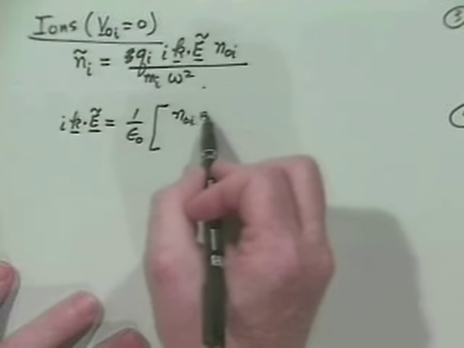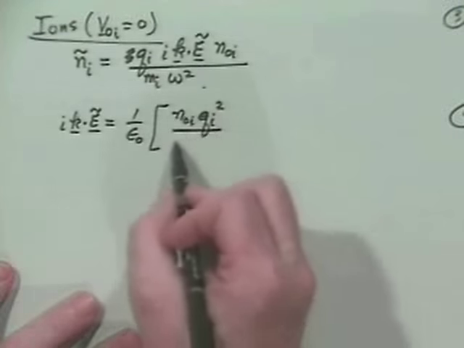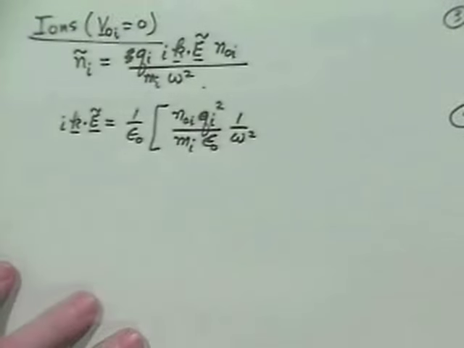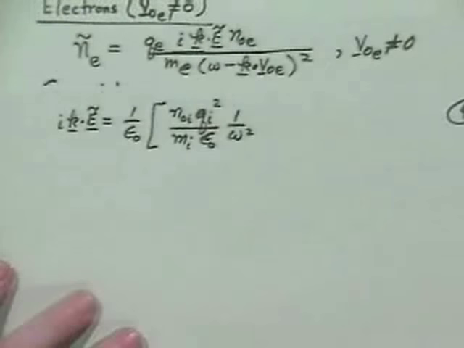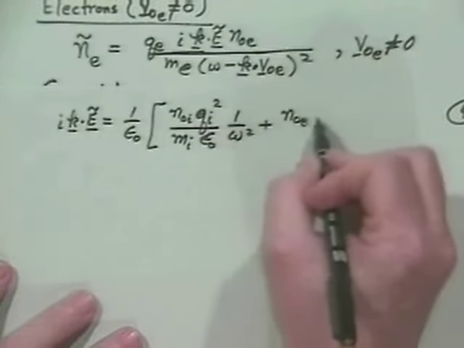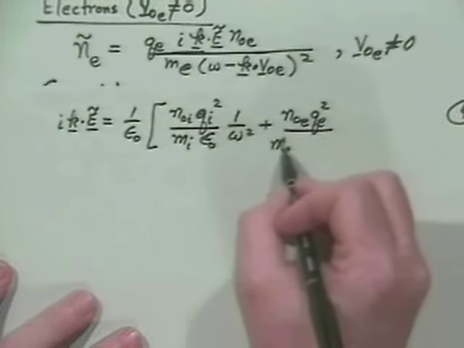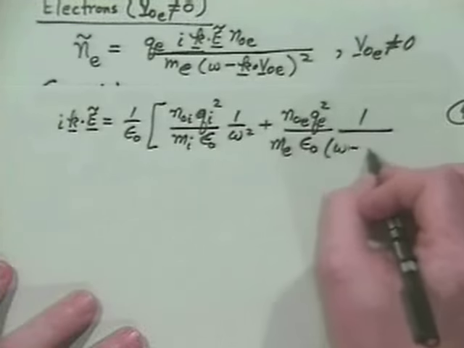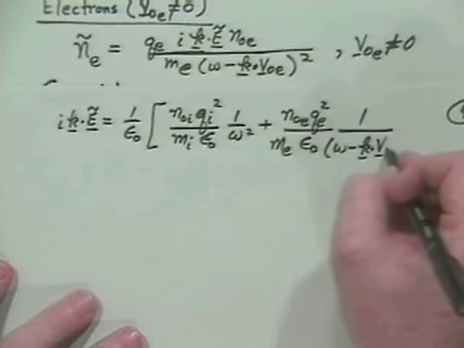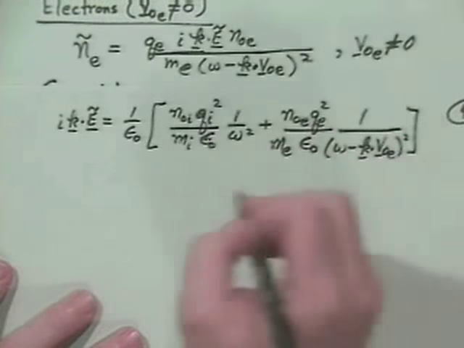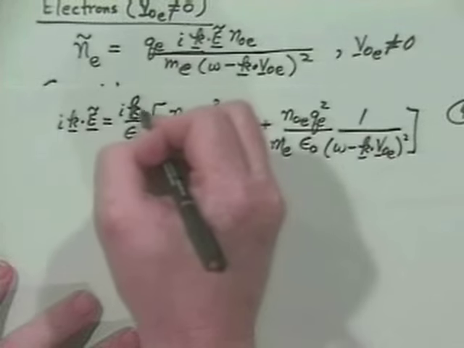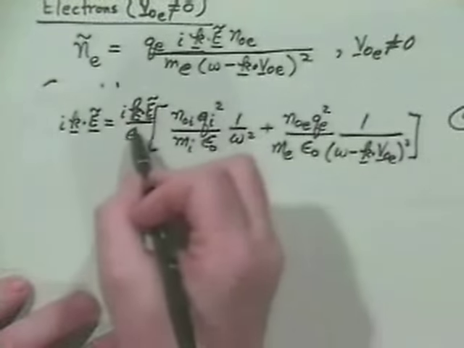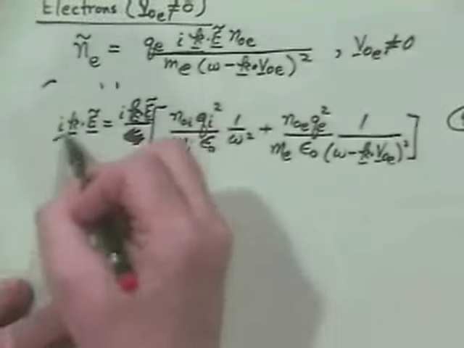And so I'll write all this out in a little more suggestive form. So it's n naught i q_i squared over m_i epsilon naught, and then 1 over omega squared. That was the ion density perturbation. The electron density perturbation gives me basically the same thing, n naught e q_e squared divided by m_e epsilon naught. But now, instead of omega squared, we have this Doppler shifted frequency, because the whole electron species is moving, (omega minus k dot v naught electron) squared. And then the whole thing is proportional to i k dot E tilde. Oh, and I guess it looks like I took my epsilon naught factor inside, so we can ditch that out of there.